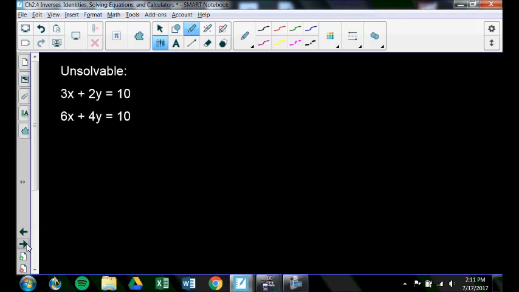Sometimes they're unsolvable. This is a 2 by 2. You'll notice that this is times 2 here, and this is times 2 here, but this is not times 2 here. So this will be a no solution. So we can tell right away this system has no solutions.